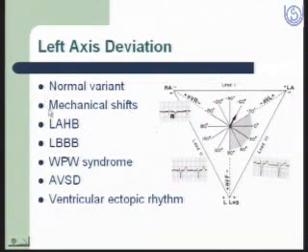So what are the causes of left axis deviation? It can exist as a normal variant in some persons. It can be because of mechanical shift in the mediastinal cavity. It may be a feature of left anterior hemiblock. It may occur with left bundle branch block. It may be seen in patients with WPW syndrome, in patients who have congenital heart disease with atrioventricular septal defect, or it may be due to a ventricular ectopic rhythm. These are not a comprehensive list of causes of left axis deviation, but if you find a patient with left axis deviation, one has to look for all these causes.